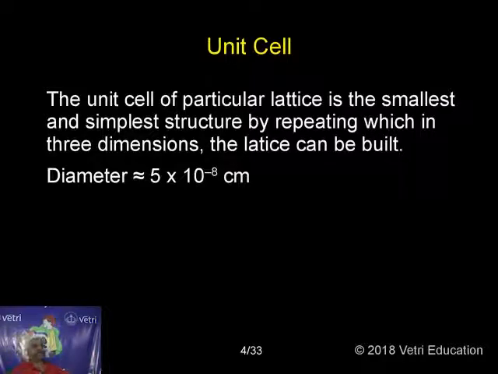The unit, unit means the fundamental quantity, everyone knows. Even in the first year syllabus, units and dimensions, what is a unit? The fundamental standard is called a unit. So 10 kilogram mass of a substance, like that 1 kilogram is a unit, and this is 10 times that unit. The unit cell of a particular lattice is the smallest and simplest structure by repeating which in 3 dimensions the lattice can be built. The total lattice may be 10 units or 15 units, like the basic concept. The unit diameter is nearly equal to 5 into 10 power minus 8 centimeter. 5 into 10 power minus 8 centimeter may be the diameter of the single unit.